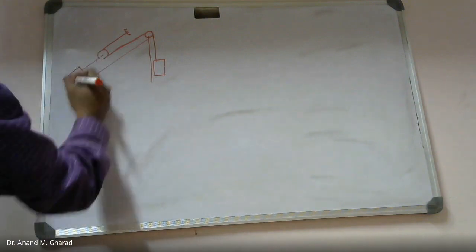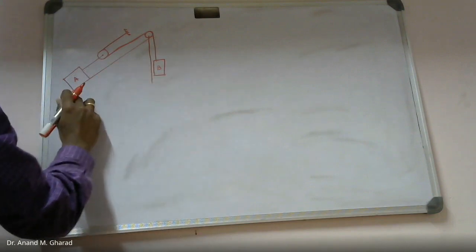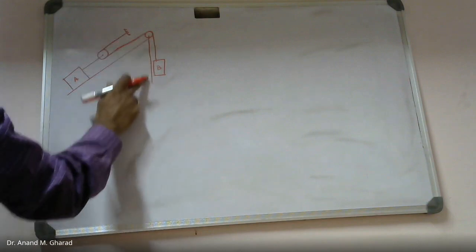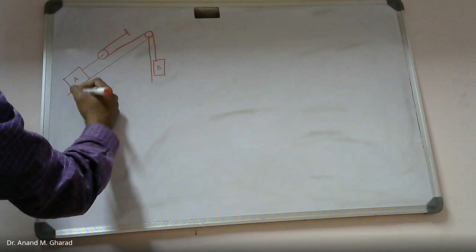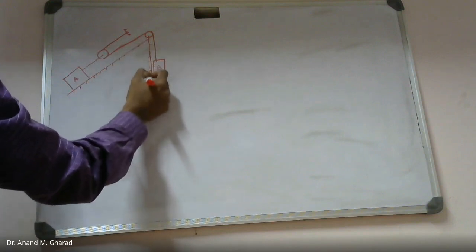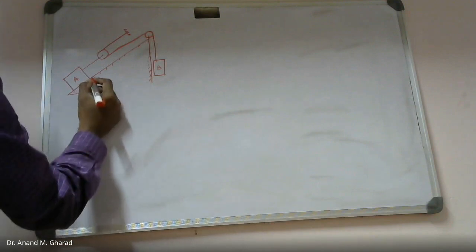Okay. This is block A, this is block B, and as you can see, block A is resting on this inclined surface, whereas block B is not connected to this vertical surface. It is free. Okay. Now, what you are supposed to identify over here?